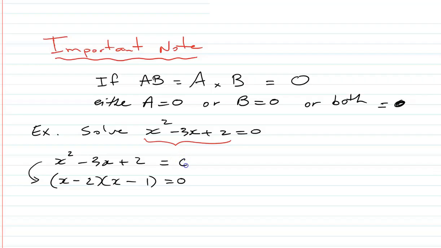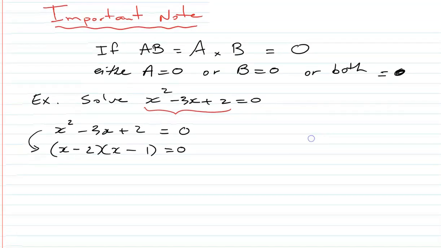Now set it equal to 0. We just changed the format of this quadratic equation into factored form. And that's very useful because now we can use the zero product rule.